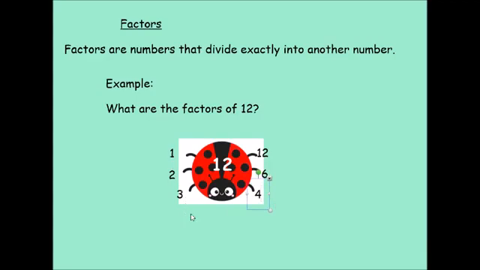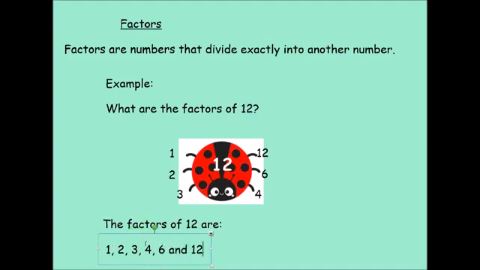Here I've tried 1, 2, 3 on this side. The next number to try would be 4, but as I've got 4 already, that's when I know when to stop. So the factors of 12 are 1, 2, 3, 4, 6, and 12.